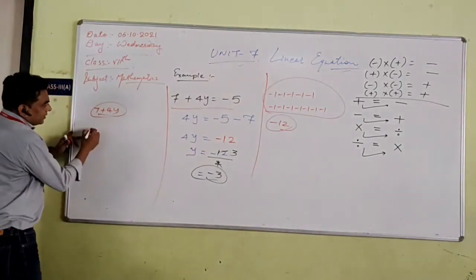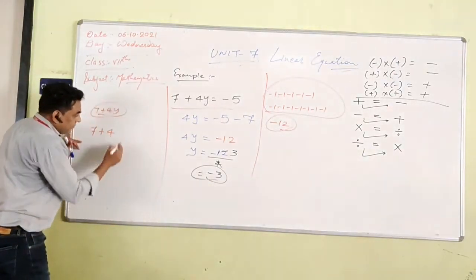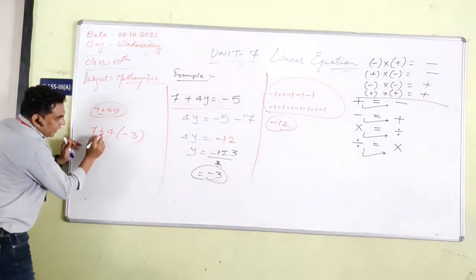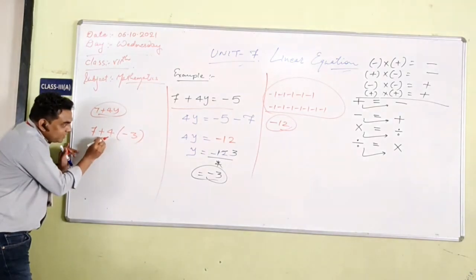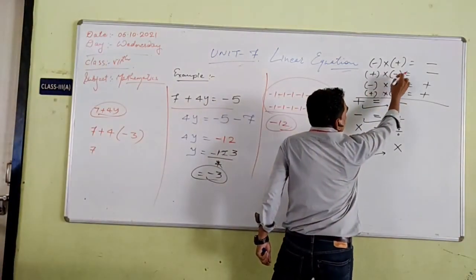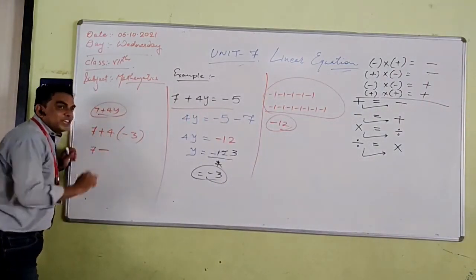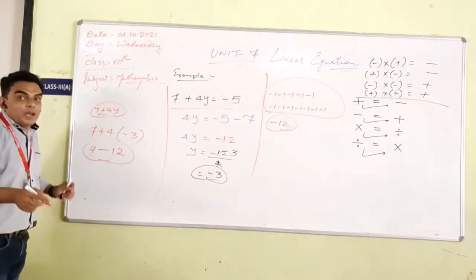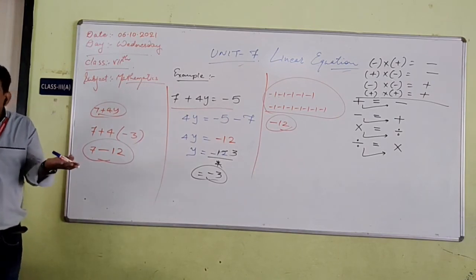Now, here, 7 plus 4, what is the value of y? Minus 3, you can put minus 3 here. Now, 7. Now, here you can see the relation of multiplication. Plus, minus, that means plus and minus. What is the sign? Yes, minus. 4 3s are 12. Now, minus 12 plus 7. How can you do that? It is minus 5. Okay?